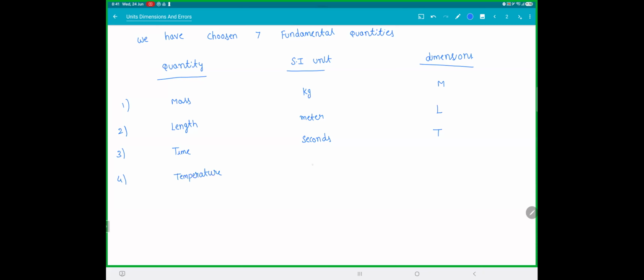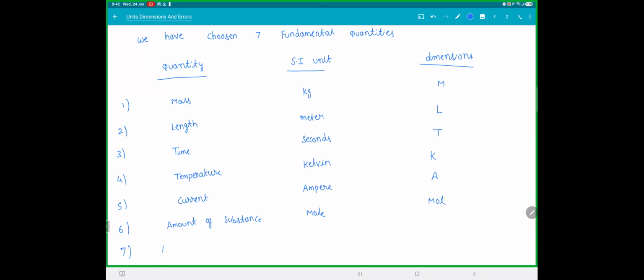This is a thing of its own. The SI unit is Kelvin. The symbol is capital K. Then we have current. The SI unit is ampere, and the symbol is A. Then we have amount of substance. The unit is mole, which is what we use in chemistry. The symbol is mol. Then we have luminous intensity.